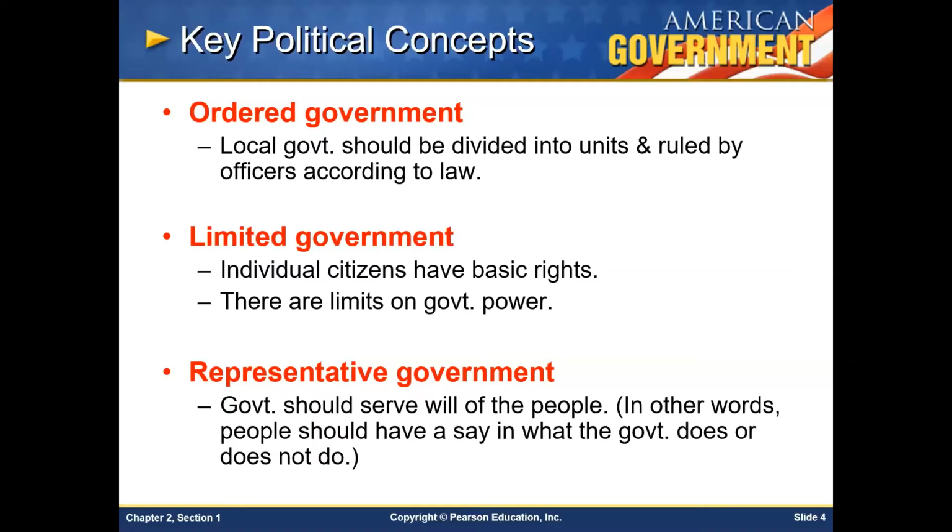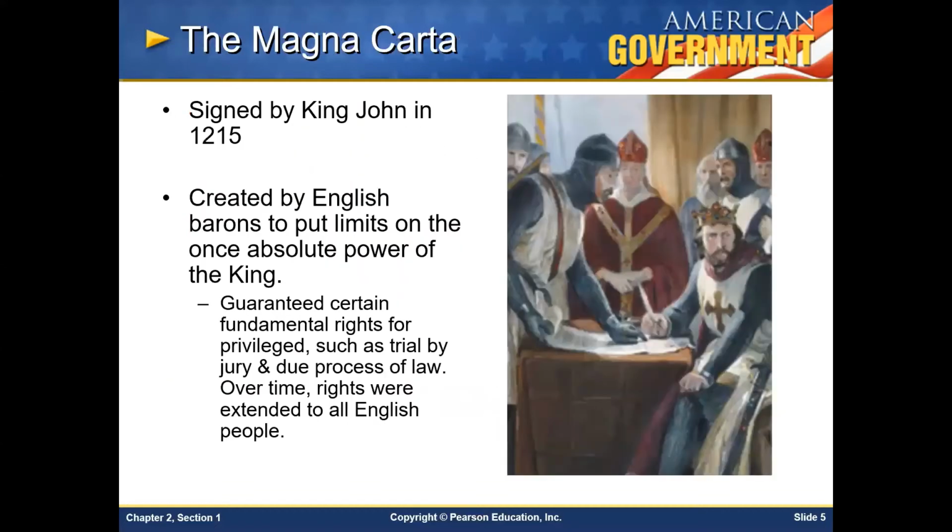And then the third one up there we've actually mentioned already, the idea of representative government, that the government should serve the will of the people. And so the people should have a say in what the government does or does not do. And so these are all ideas that we have identified in England that made their way to the colonies.